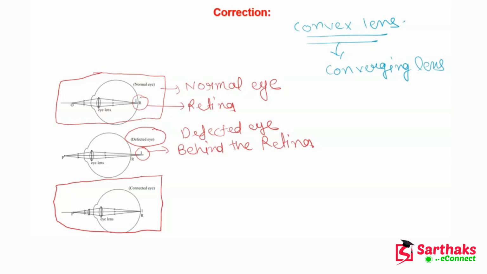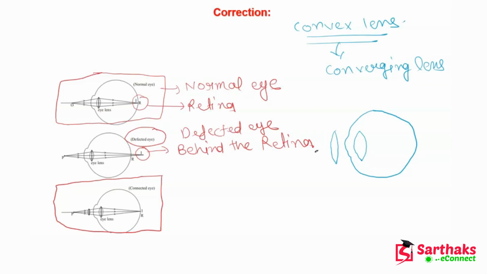So if you are not able to see it clearly, let me draw a diagram for you. Let's suppose this is your eyeball and this is the eye lens. I basically place a converging lens, and that is our convex lens. Which lens is called converging lens? A convex lens is known as converging lens.